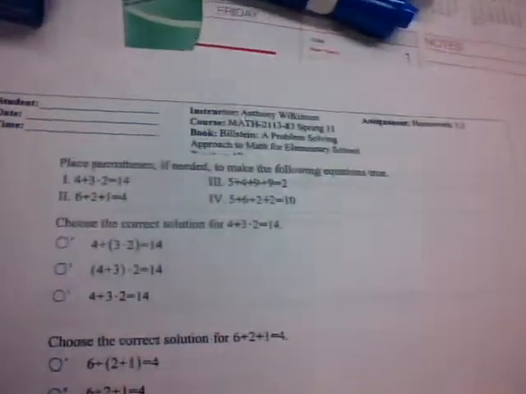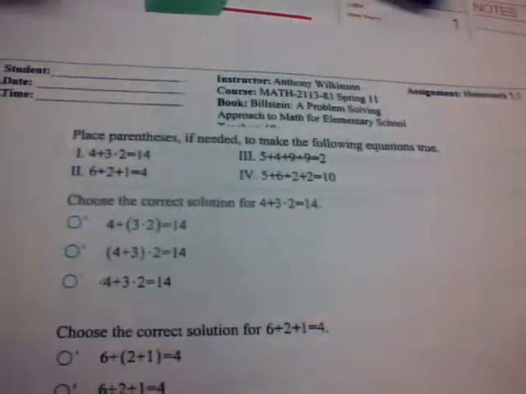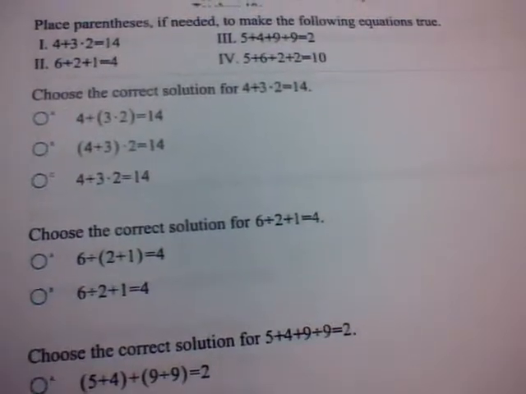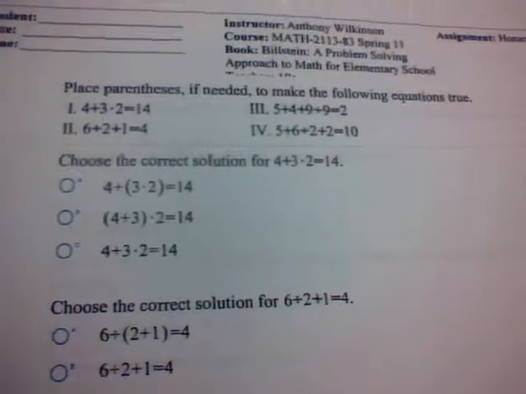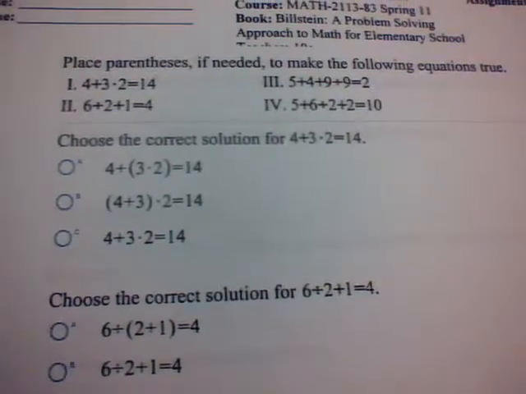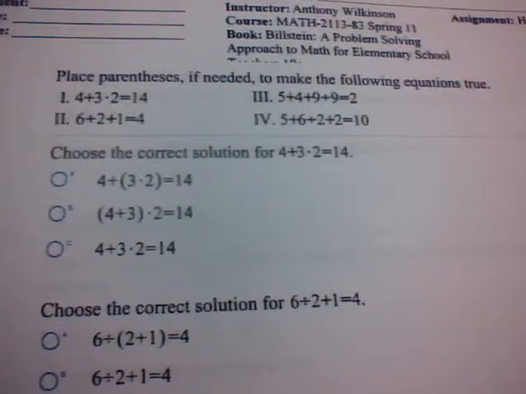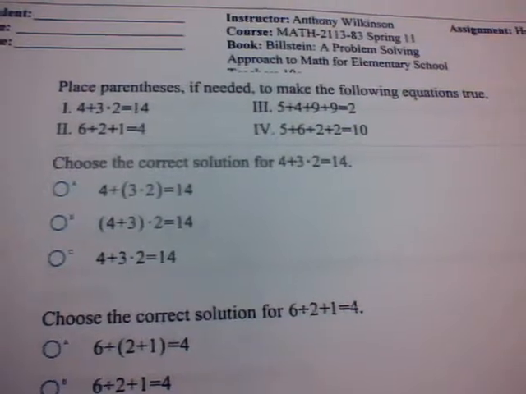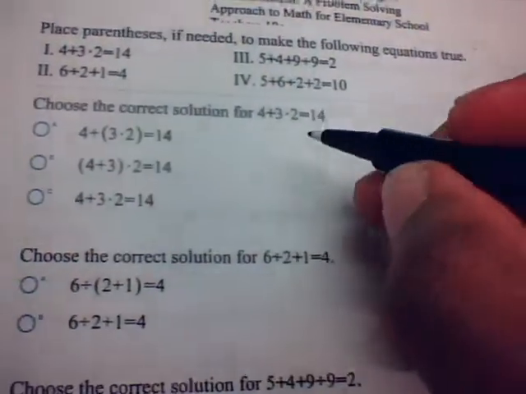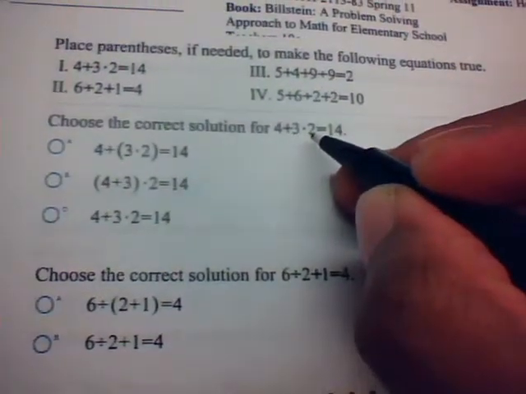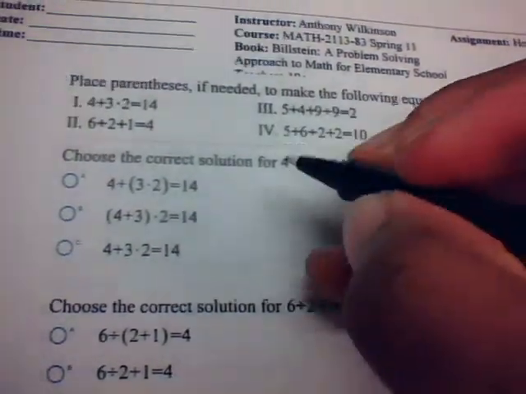Okay, take a look at problem number 3. Let's say we want to place the parentheses if needed to make the following equations true. And in this first one, we have 4 plus 3 times 2, and we want that equal to 14. And we want to place the parentheses around numbers. Well, we know if we left it as is, 3 times 2 would give us 6 plus the 4, which is 10, which is not equal to 14.